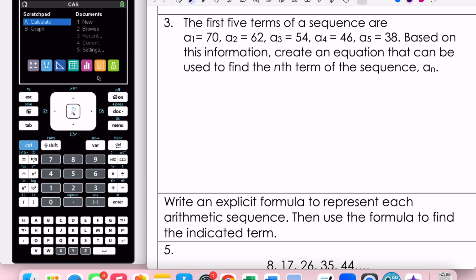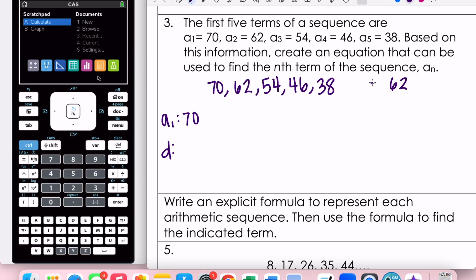But basically, guys, all this is telling you is your first term is 70, your second term is 62, your next term is 54, your fourth term is 46, and your last term is 38. So now this looks a lot like what we were just doing. So again, I want to find my initial term, and I want to find my common difference. So my initial term here is 70. Now, to find my common difference, again, remember, we're going to take the second term of the sequence, 62, and we are going to subtract the first term. 62 minus 70 gives me negative 8.